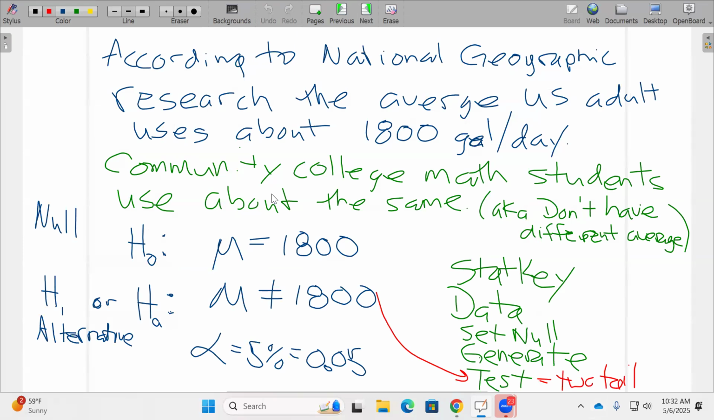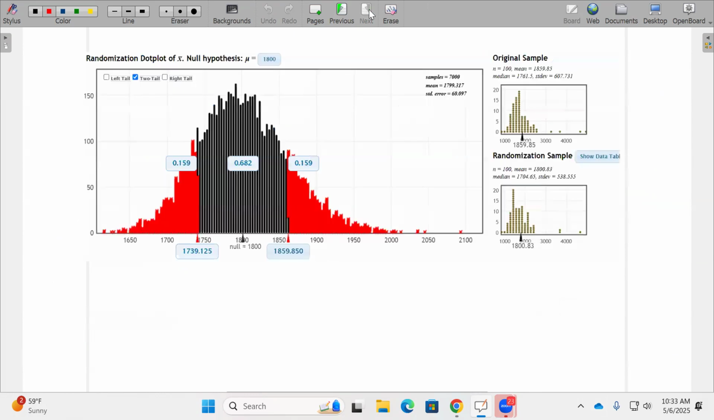All right, so again, first step, write down your hypotheses. You should write them down in symbols, and then you should also have some statements that explain what mu means in this context, right? So I have those above. Then in StatKey, we plug in the data, we set the null, we generate, and we pick the test we want.